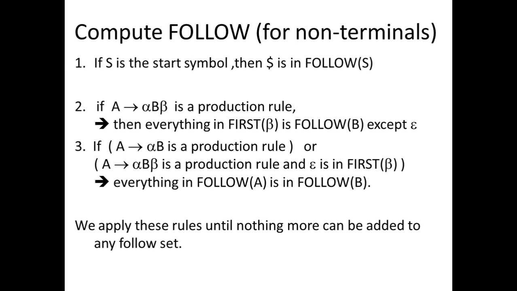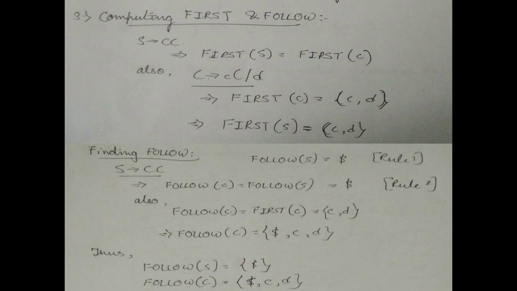Now for our given grammar, we'll calculate the first and follow. For the first production, capital S gives capital C, if we apply the first rule over this, we get first of S is equal to first of C. Also on the second production rule, if we apply the first rule, then we get first of C is equal to characters c and d. Thus first of S will also be c, d.